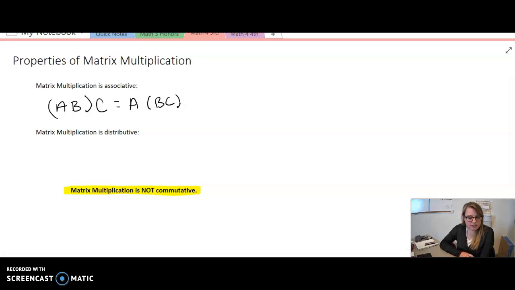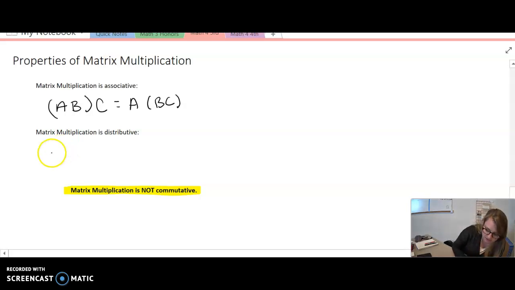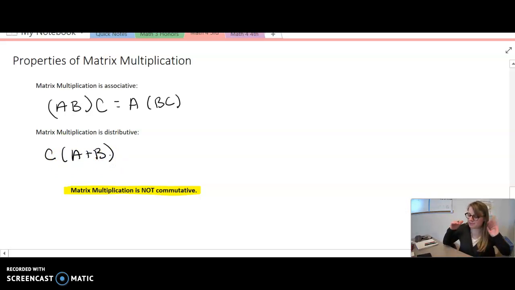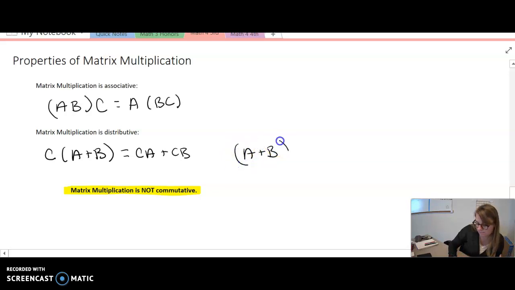So, and then we have matrix multiplication is distributive. So what that means is that if we have C and we're adding A plus B, so we have A plus B in the parentheses, and then we have C on the outside, that means it will equal C times A plus C times B. And this can also mean if we had A plus B times C on the outside, we will get A times C plus B times C.